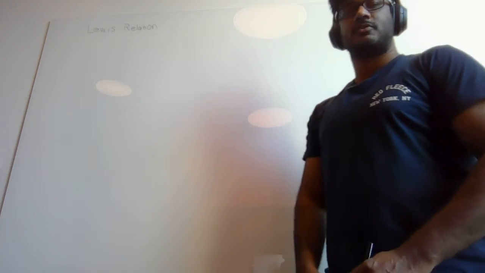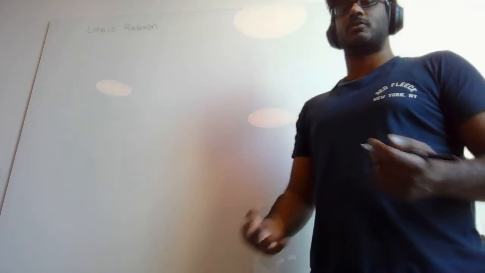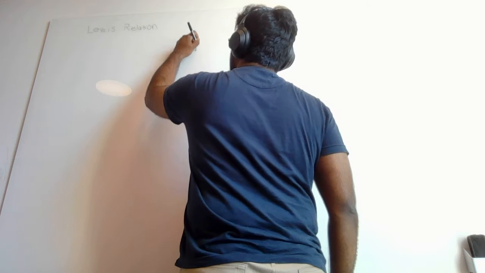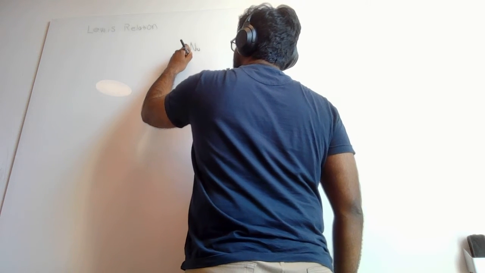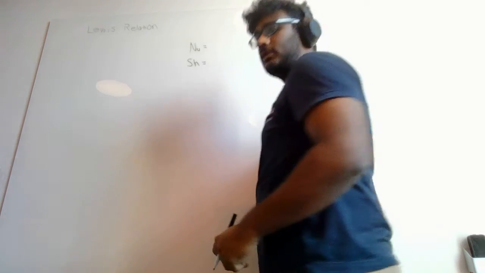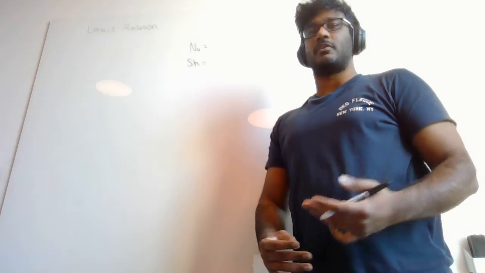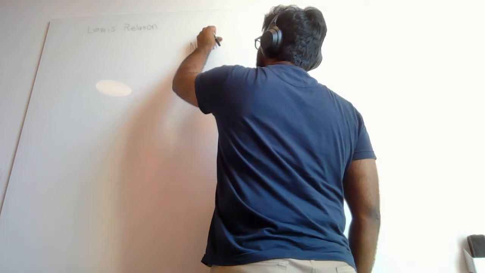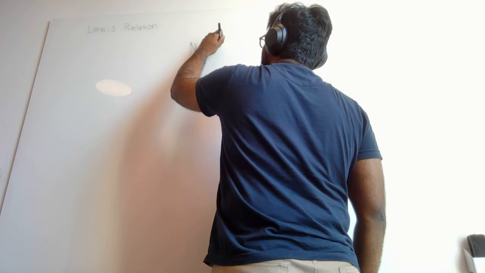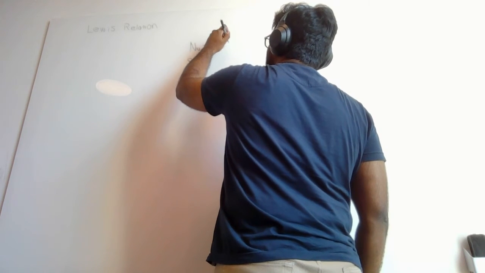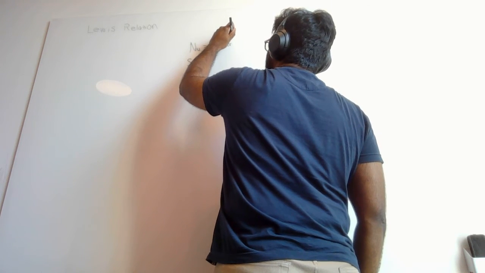So the first part of this exam is to show the Lewis relation. And the way we're going to do that is by first defining the Nusselt number, Nu, and the Sherwood number, Sh, and we're going to say that both these values are equal to an arbitrary expression. So we're going to say an arbitrary value A times the Reynolds number raised to the arbitrary value B times the Prandtl number raised to the arbitrary value C.